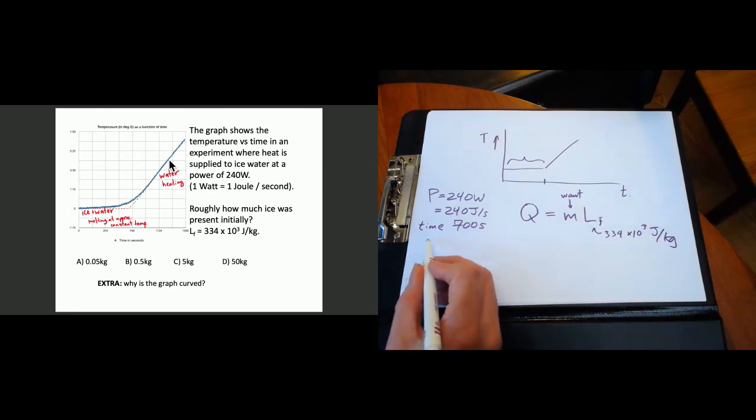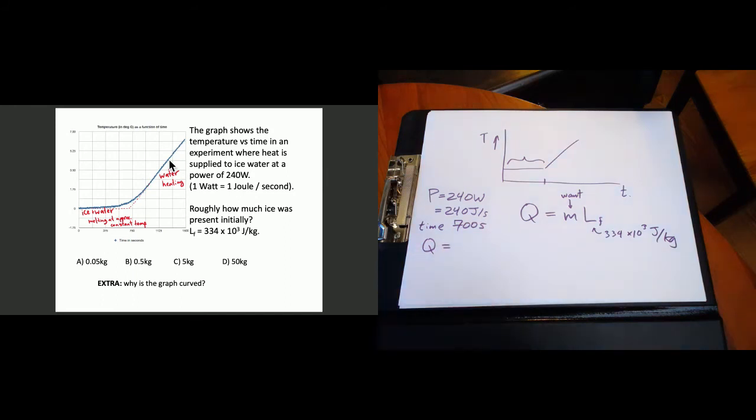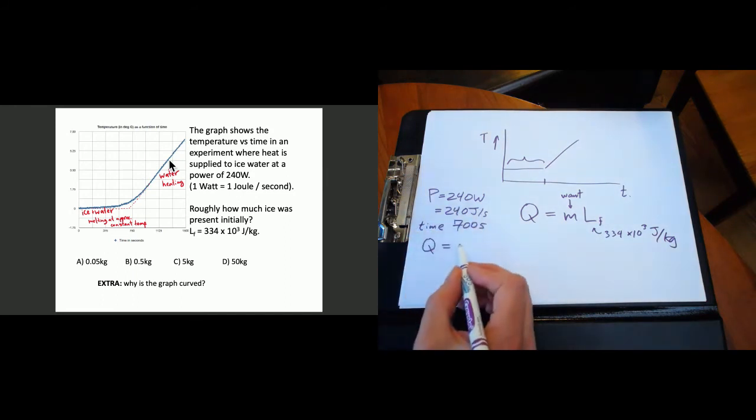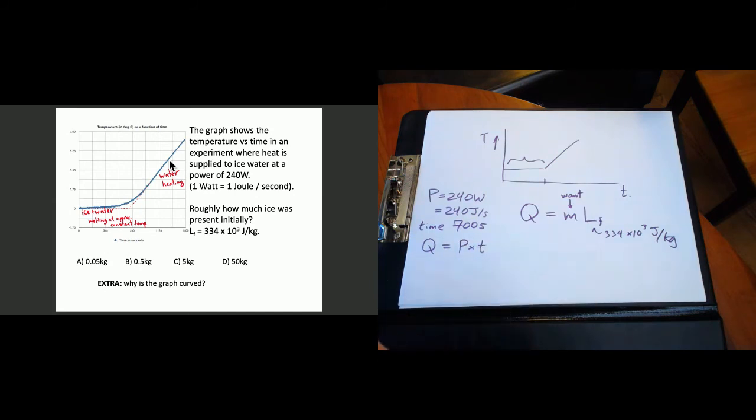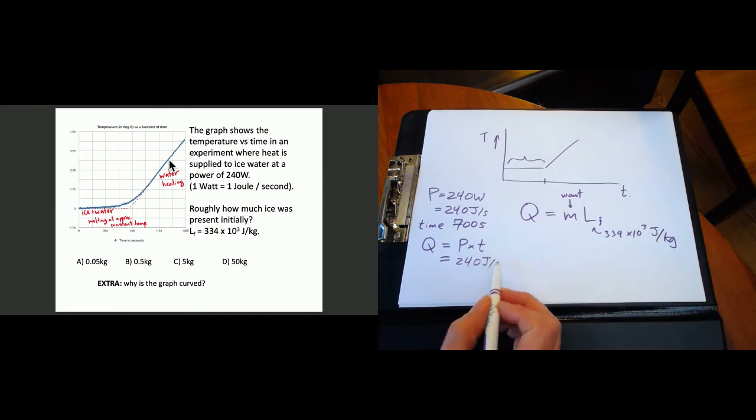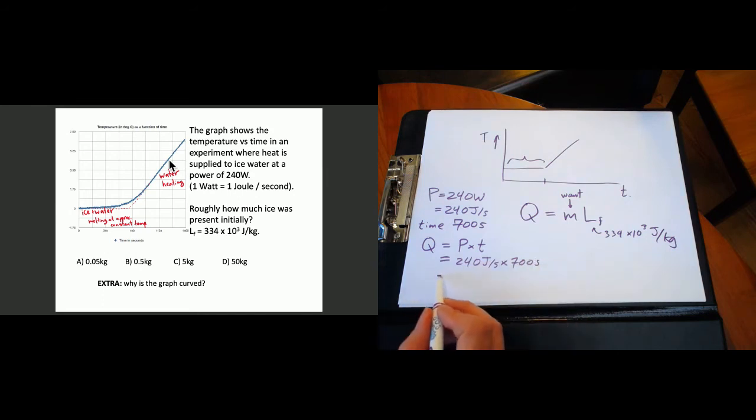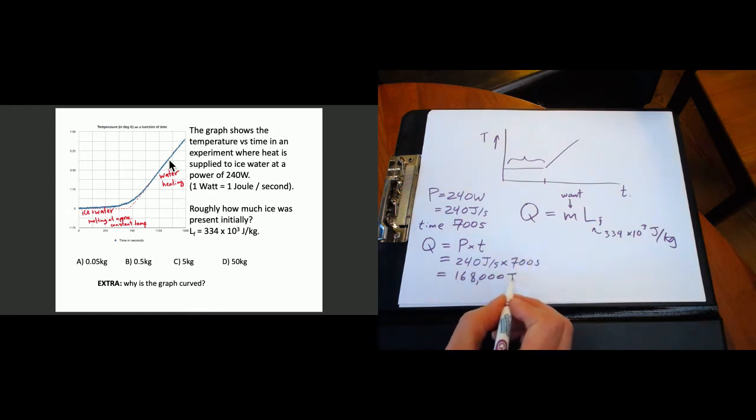And so that corresponds to an energy, which just using the units is the power times the time. Okay, so power is energy per time, so the energy that we add is going to be power times time. And so that's going to be equal to 240 joules per second times 700 seconds, which is equal to 168,000. So 168,000 joules.